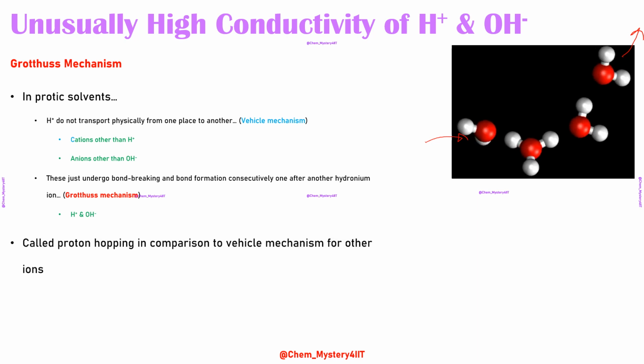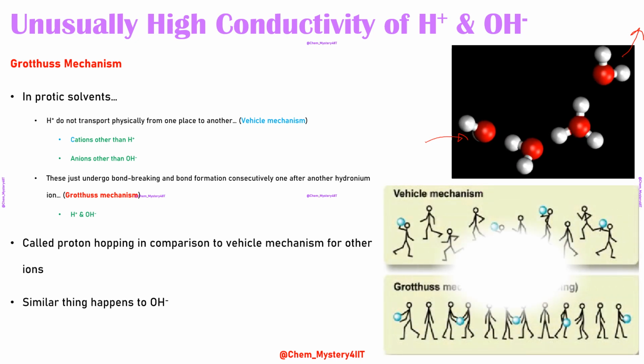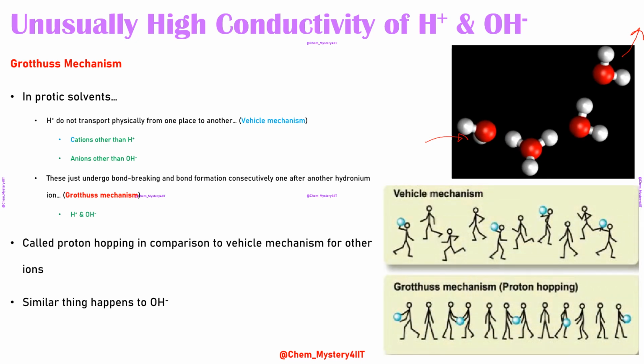Sometimes we call this proton hopping, in comparison to the vehicle mechanism for the other ions. A similar kind of thing happens to the OH minus ions if a protic solvent is present. It can happen in the case of water, it can happen in the case of ethyl alcohol or methyl alcohol, but in aprotic solvents, this kind of thing cannot happen. So this was the comparison with the vehicle mechanism.